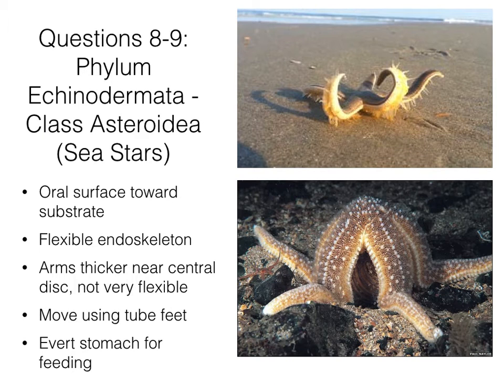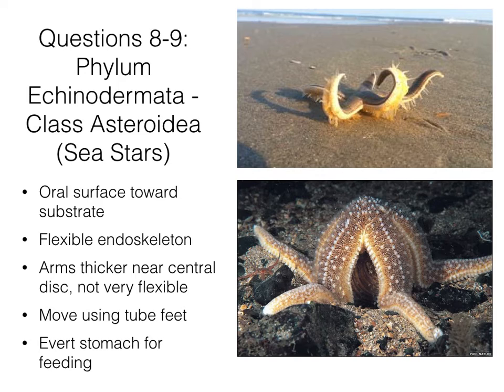The most familiar class for most of you, I'm guessing, is Asteroidea, which is the sea stars or starfish. Like the brittle stars, their oral surface points towards the substrate, and their endoskeleton is flexible, but it's not jointed in the way that a brittle star's is. Also, their arms are thicker near the central disc, which makes it less easy to tell where the arm ends and the disc begins. Okay, that's a major difference between Asteroidea and the brittle stars.